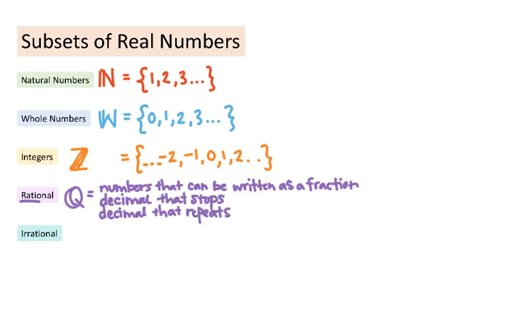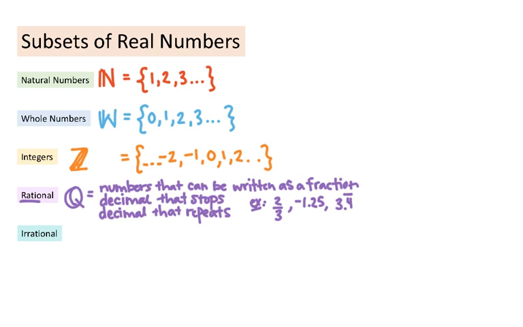So let me just give some examples here. Some examples of rational numbers would be numbers like 2/3, that's a fraction, or -1.25, that's a decimal that stops, or 3.4 repeating, 3.44444, you can put a line on top. These are all rational numbers.